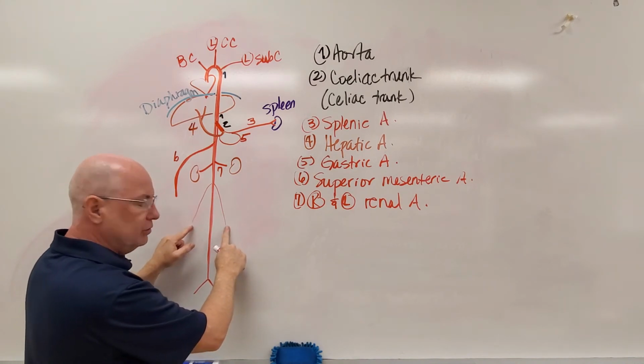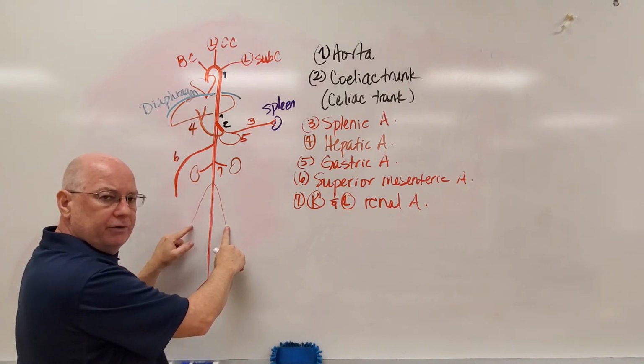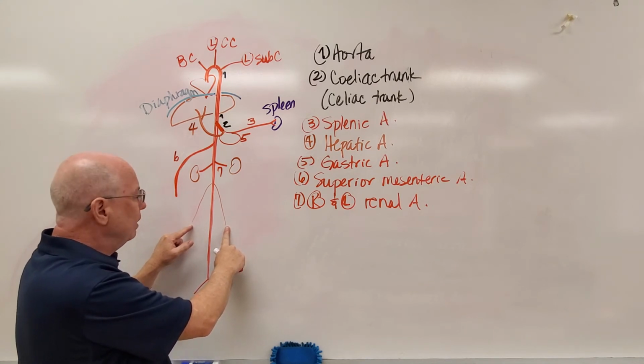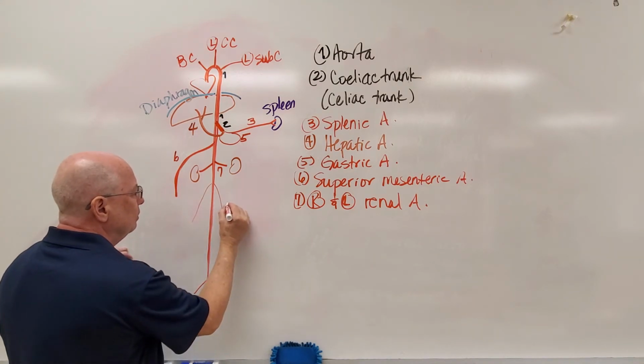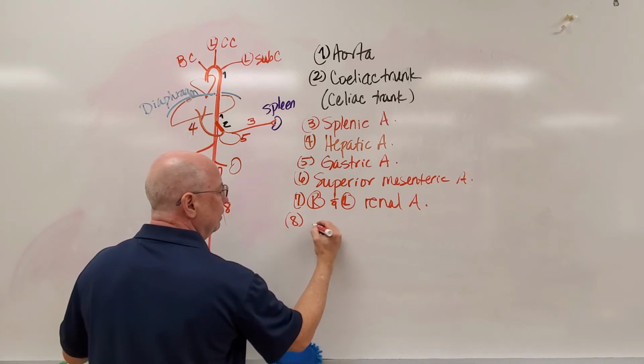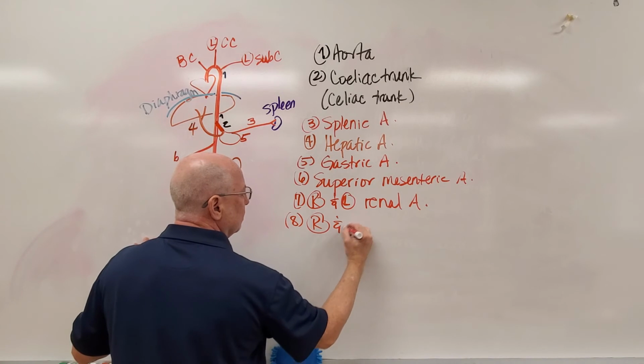So these arteries could be called the ovarian arteries if you were female, the testicular arteries if you're male. But in general, we will call these the gonadal arteries because that covers both male and female. Okay.